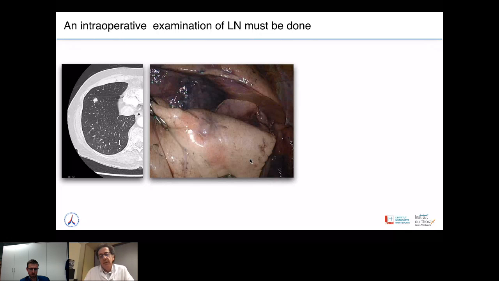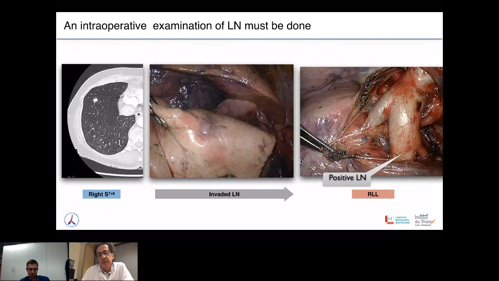And during the dissection, we find this lymph node that really looks benign between the artery of segment 6 and the basilar trunk. We removed it, sent it for frozen section, and it was positive. And frankly speaking, I didn't believe it. When the pathologist called in the operating room, I said to him, "It's not possible, you must be wrong." And he said, "We were too examining this lymph node, and you can trust me, it's positive." So we switched to lower lobectomy.